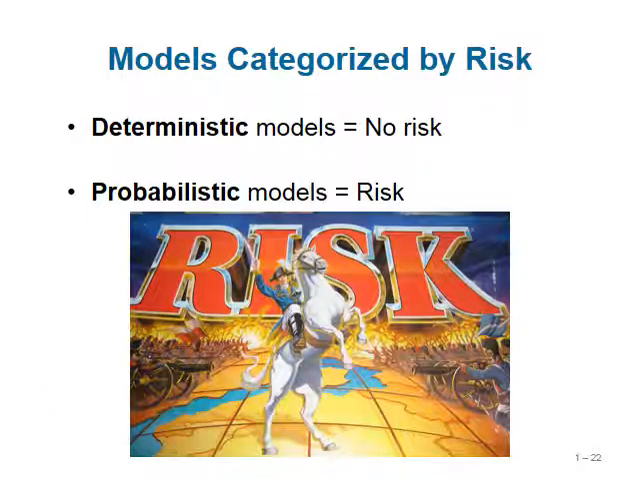Models can be categorized by risk. Mathematical models that do not involve risk or chance are called deterministic models. All of the values in the model are known with complete certainty. However, mathematical models that involve risk or chance are called probabilistic models. Values used in the models are estimates based on probabilities of unknown variables.